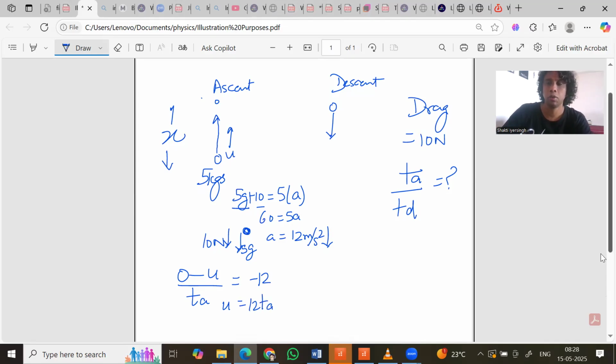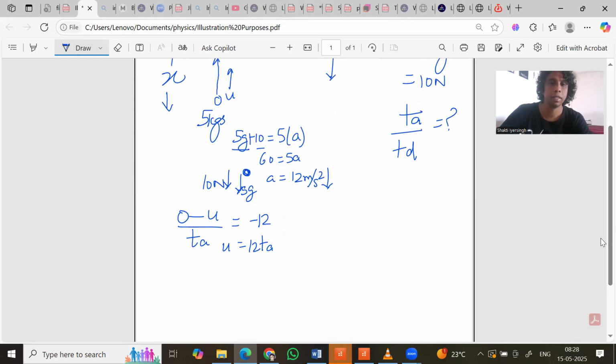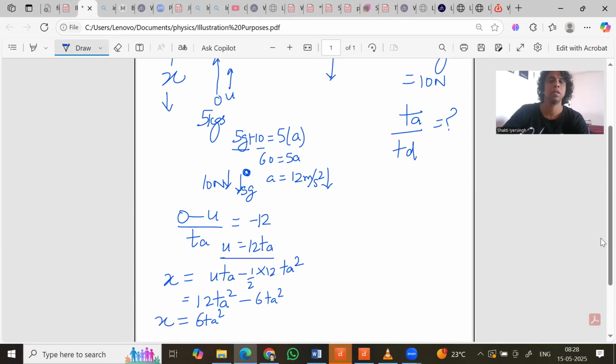And going further, when I apply this to calculating the displacement, I get x equals u ta minus half times 12 times ta square. And substituting u as 12 ta, I'm going to get 12 ta square minus 6 ta square. And that's equal to 6 ta square. So that's an expression for x.